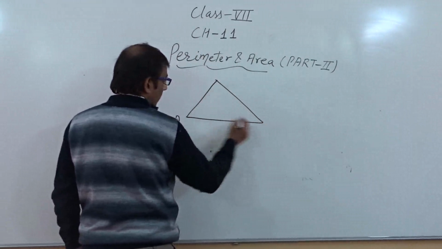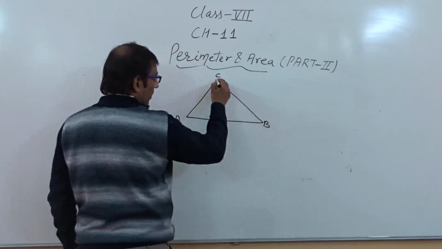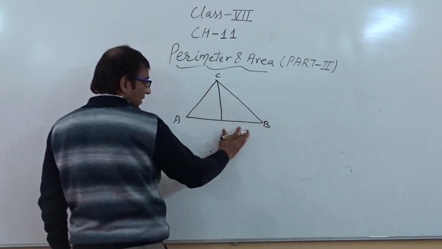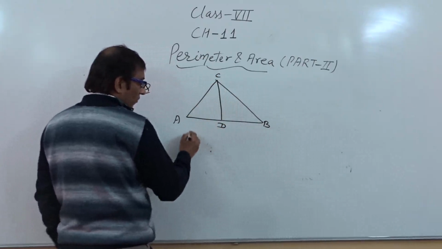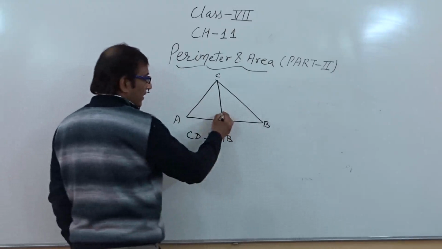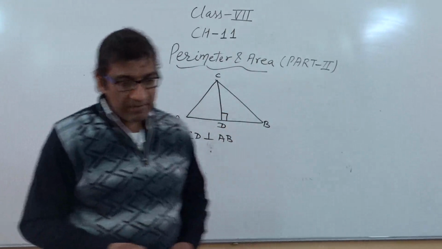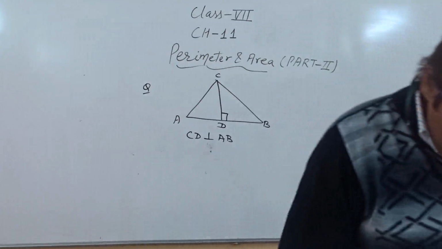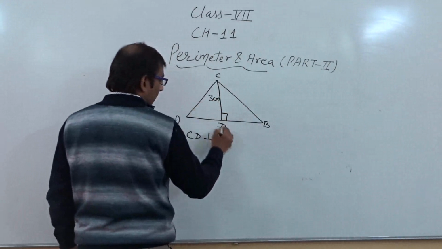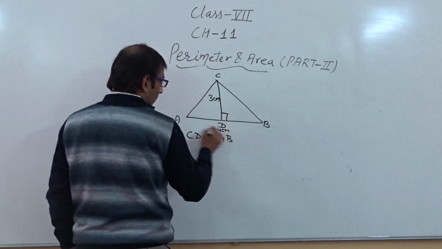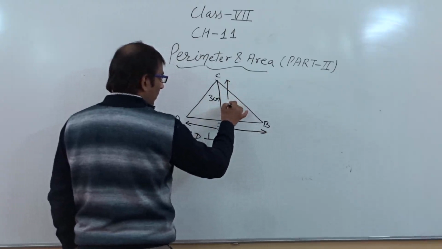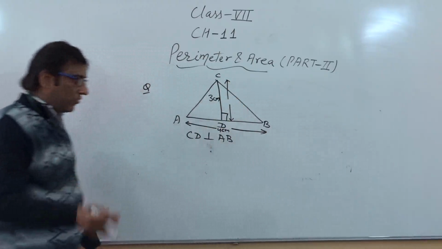right? A, B, C, and one perpendicular from C to base AB, right? This is CD. So we can say CD is perpendicular on base AB. So CD is what? CD is height or perpendicular. And what is AB? AB is base. And dimensions are 3 centimeter and 4 centimeter. It means we can say base is 4 centimeter and height is 3 centimeter. Because height and altitude are both the same.